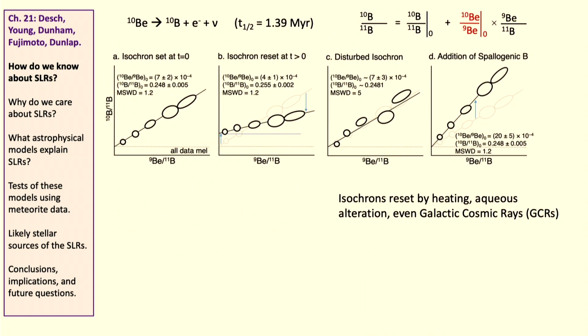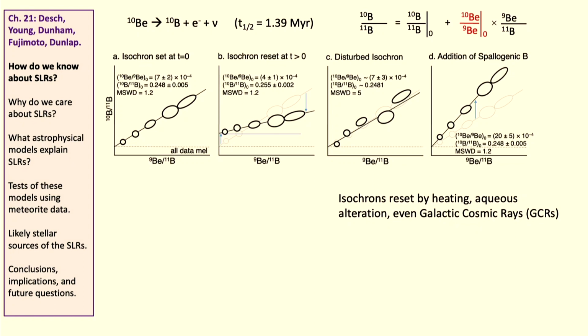You can play this game with many other radionuclides. Another very important one is beryllium-10, and beryllium-10 decays to boron-10, so you can measure the ratios of boron-10 to boron-11 and graph it versus beryllium-9 to boron-11. And I'll just use this as an example. The slope is equal to the beryllium-10 to beryllium-9 ratio, and I want to emphasize you always get a ratio of a radioactive element to a stable isotope of the same element.